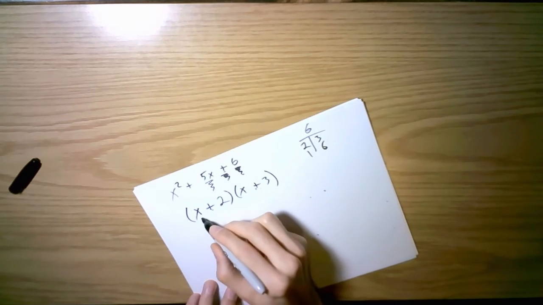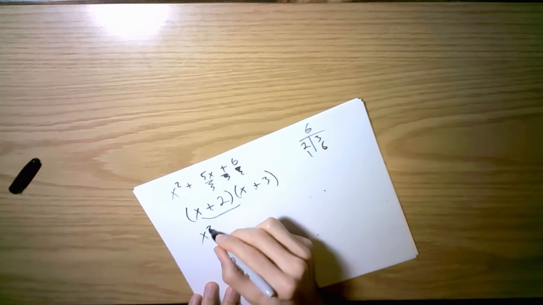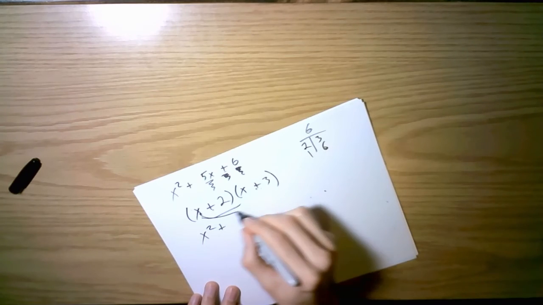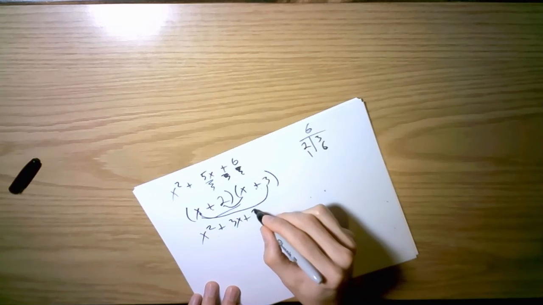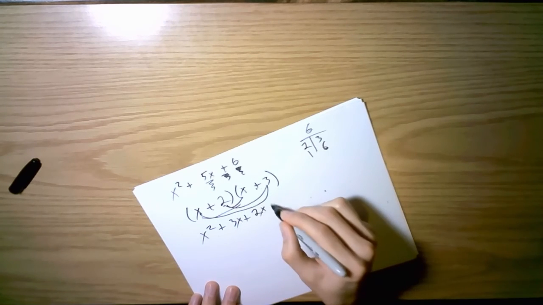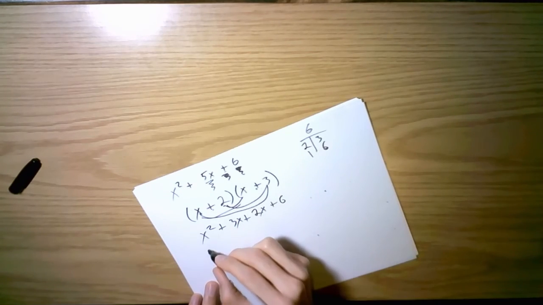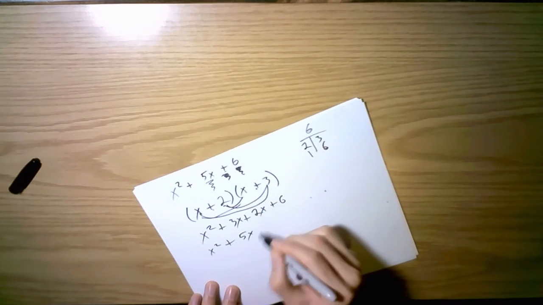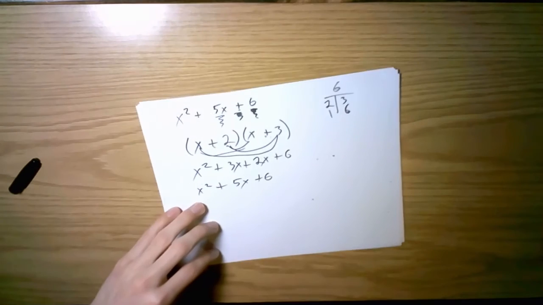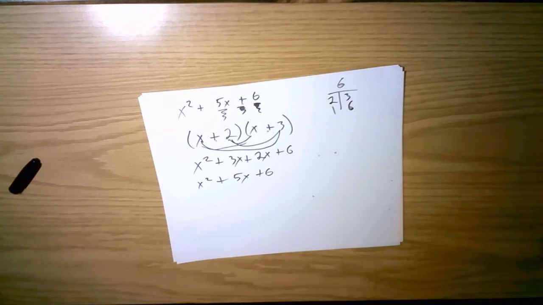If you want to check your work, just multiply them together. x squared plus 3x plus 2x plus 6. You combine these together: x squared plus 5x plus 6. So it looks like we got the right answer in this case. Those are some strategies you can use when factoring, but it does take a lot of practice.